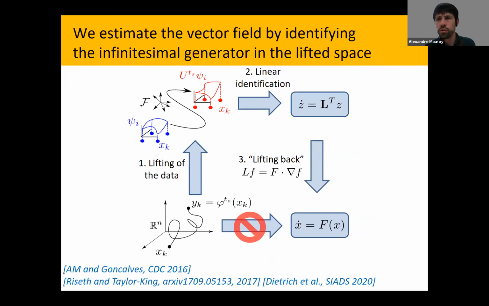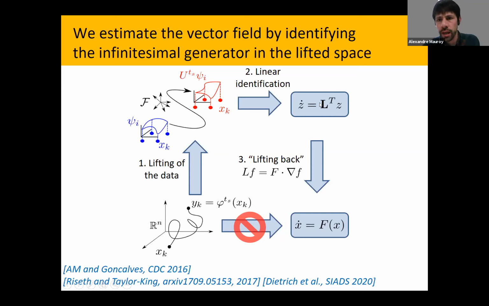So the main idea is to proceed in the following 3 steps. First, we lift the data. We evaluate the data points or the states through the basis function. And once we have this, we know that the dynamic will be of this form. So the lifted state, z dot, is equal to some matrix, which represents in this case the generator, times z. And so here we can simply do some linear identification because we know that we have to identify a linear system. So in some sense, we'll identify an approximation of the generator of the Koopman operator.